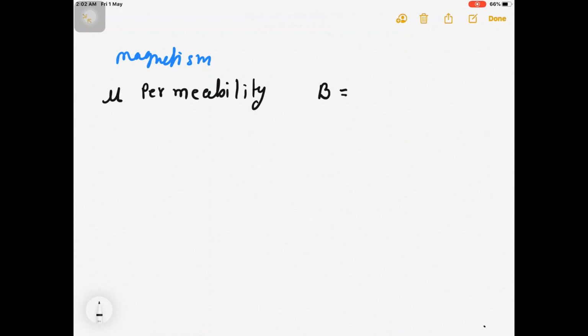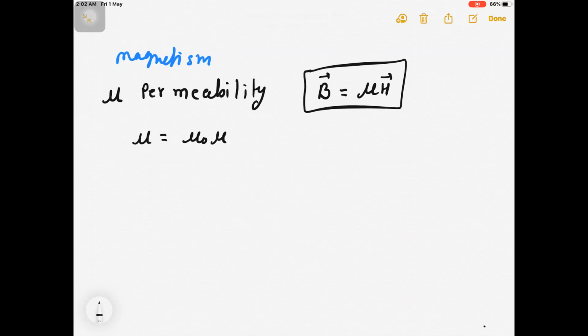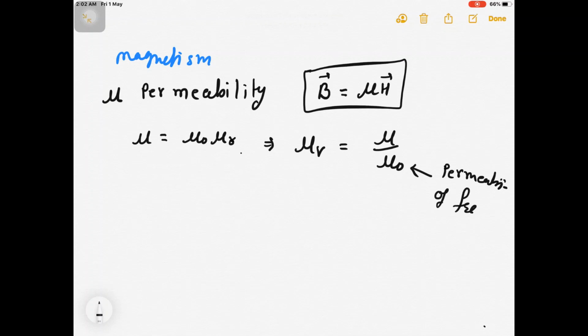Permeability gives a relation between the magnetic field and the magnetic field intensity, or auxiliary field. The H vector is nothing but the auxiliary field or magnetic field intensity, and there is one more relation between mu and mu naught mu r, or we can write mu r equals mu divided by mu naught. Mu naught is the permeability of free space, and mu r is called the relative permeability.